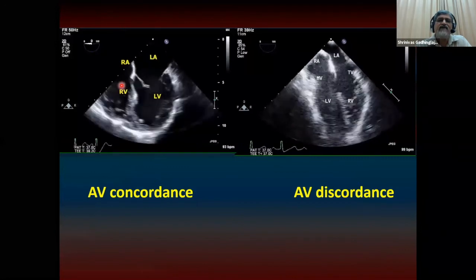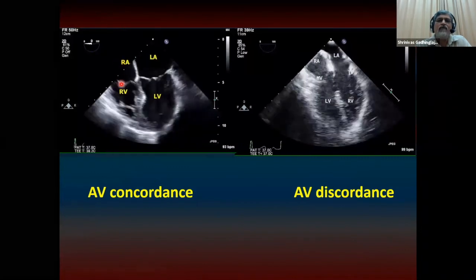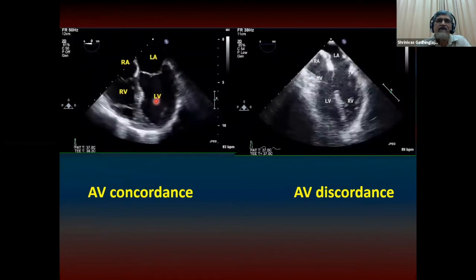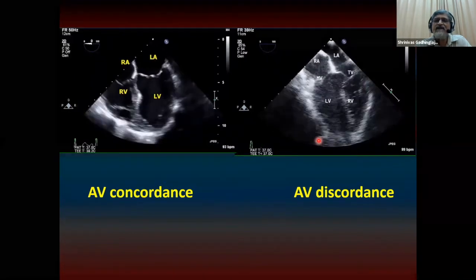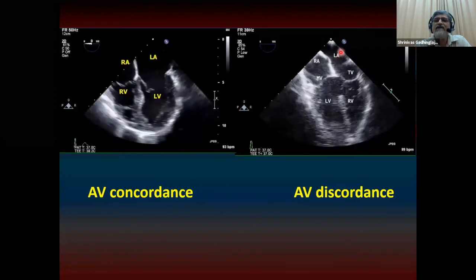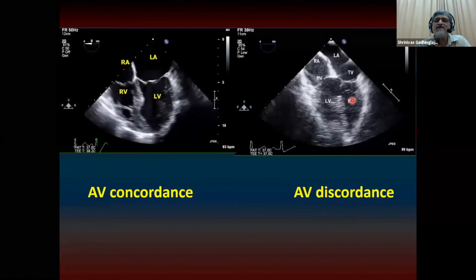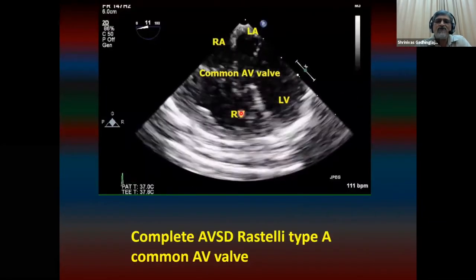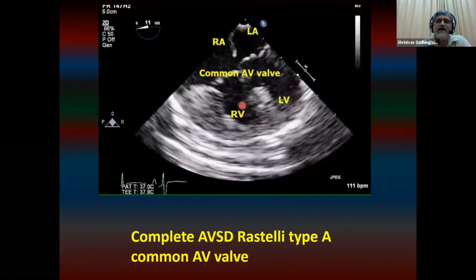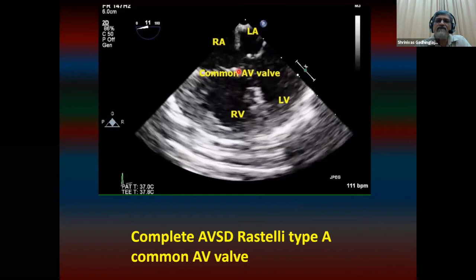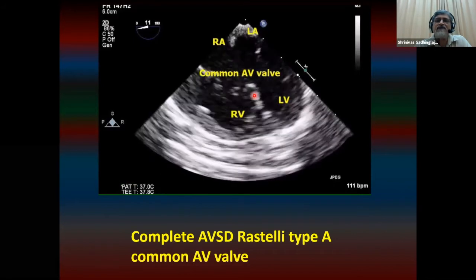This is called AV concordance. That is, the RA will open into the RV, and the LA will drain into the LV. This is the normal AV concordance. When there is AV discordance, the RA will drain into the LV and the LA will drain into the RV. So this is AV discordance. There is a common AV valve associated with the Rastelli type A complete AVSD. You can see here, the common AV valve is connected to the crest of the ventricular septum with the chordae.